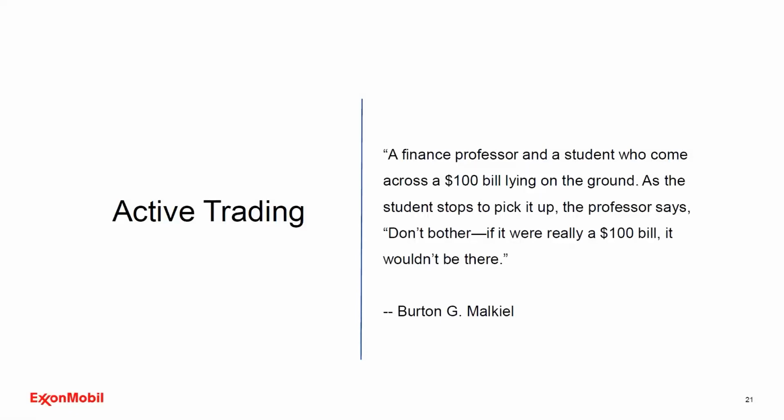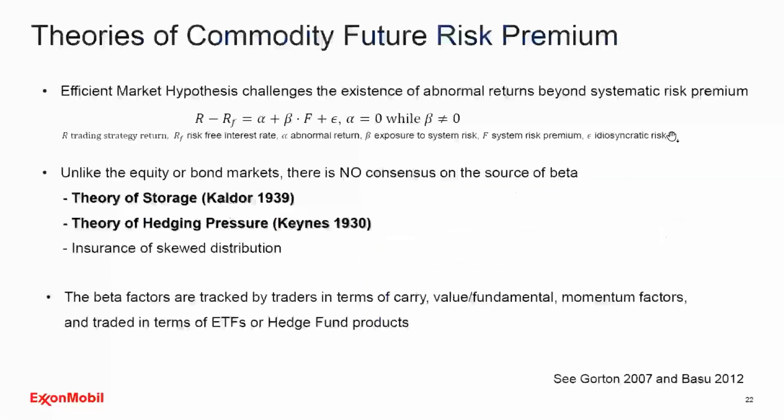And when we talk about trading, we can never just skip the efficient market hypothesis. So this is a very well-known joke. A finance professor and a student come across a $100 bill lying on the ground. As the student stops to pick it up, the professor says, "Don't bother. If there was really a $100 bill, it wouldn't be there." So this is also used as one of the arguments against the efficient market hypothesis.